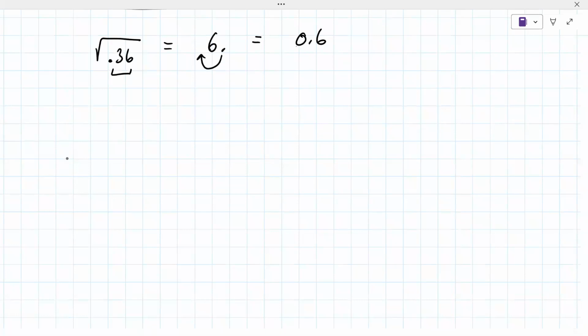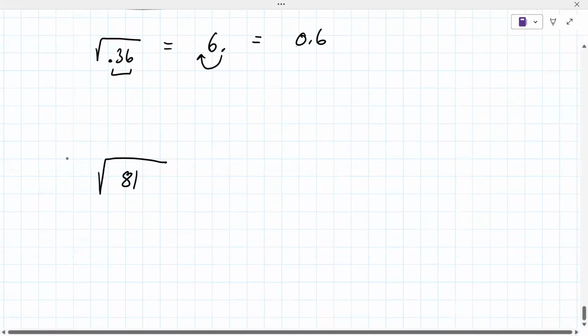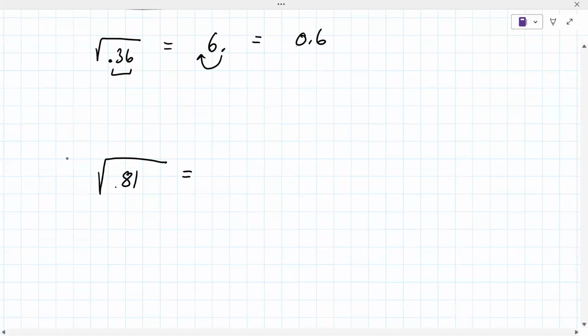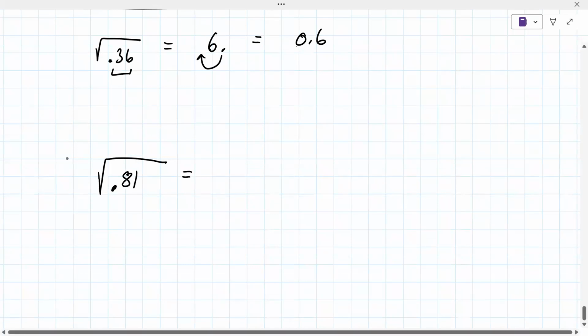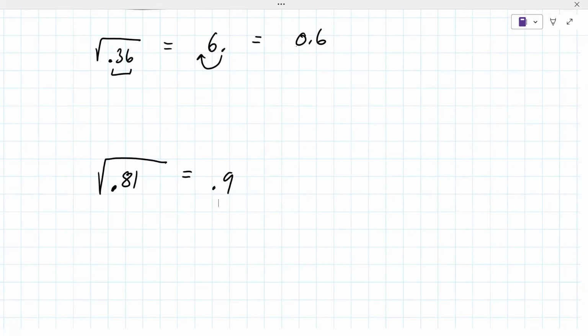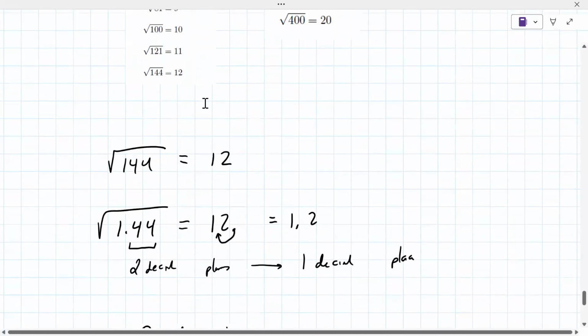So let's say it's the square root of 0.81. What would that become? 9/10. 0.9. Good. Okay. Now, where this could get more complicated, but it's hard to tell, your instructor actually has you go up to this.